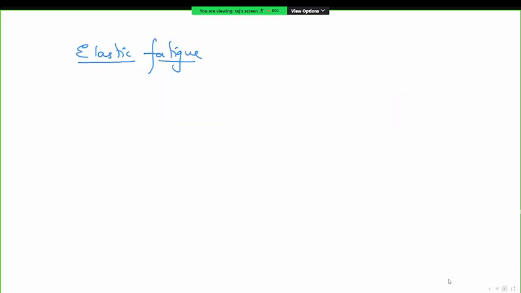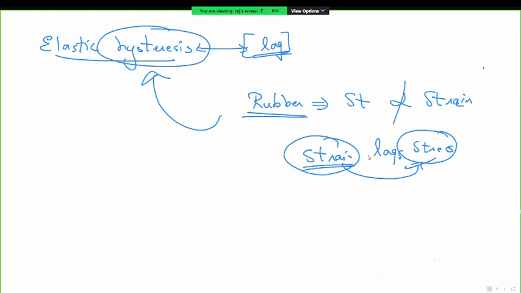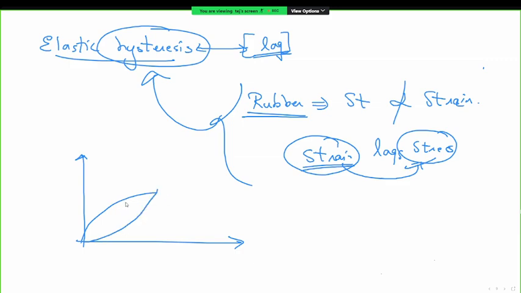Fatigue does not mean lag. People get confused with this. Getting it? So how will you explain this? You will say that for rubber, stress is not proportional to strain, and strain lags stress for rubber. This lag in strain compared to stress is called elastic hysteresis. And the representation of hysteresis is always a loop, always. So the graph looks like this. It's always a loop. Therefore, that's all. Getting it?